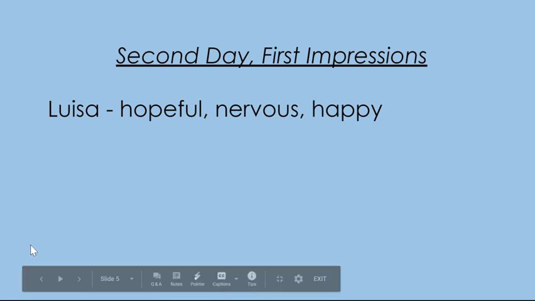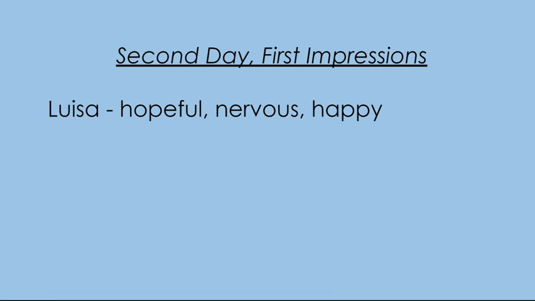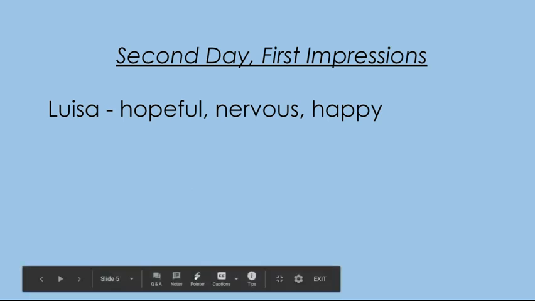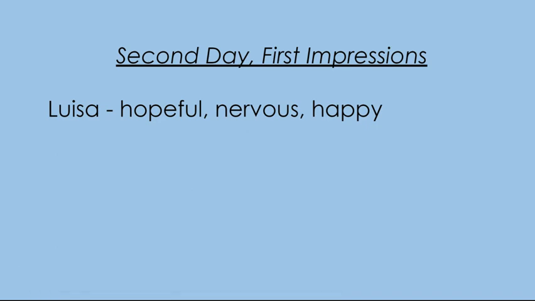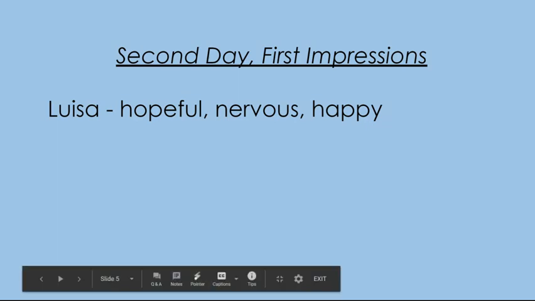Our next story was Second Day, First Impressions. At the beginning, Louisa is new to the school and she's hopeful that she's going to make some new friends. She mentions being nervous. She has those butterflies in her stomach, which indicates that she's nervous because she wants to be able to make some new friends and get along with them. By the end, she's happy because she was able to help solve the problem and she had the high five with her friend. So we can say a character trait of Louisa by the end is that she was happy.